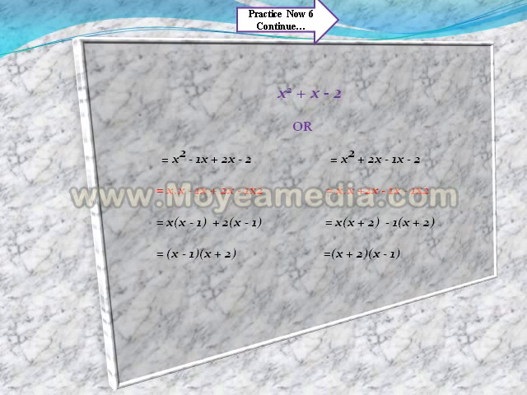So in the final step, on the left side, x minus 1 is common in both the terms, and what remained is x plus 2. And on the right side, x plus 2 is common. By taking x plus 2 common, what remains inside is x minus 1. So both the answers are 100% the same.